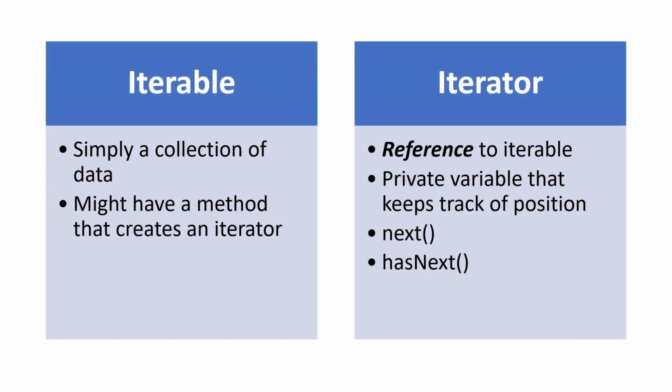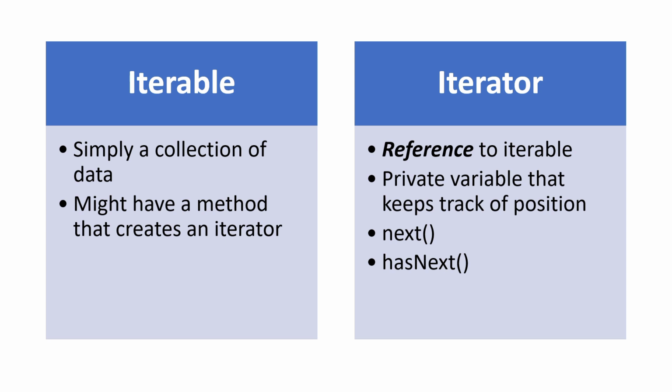Here's what that looks like. The iterable itself is pretty simple. It's just going to be a collection of data, but it might have a method that creates an iterator for that collection. The iterator, on the other hand, has a couple of more different things. Most importantly, it contains a reference to the iterable. This is very important. It does not contain the iterable itself or even a copy of that, only a reference to the original object, and we'll show you why this is so important later.